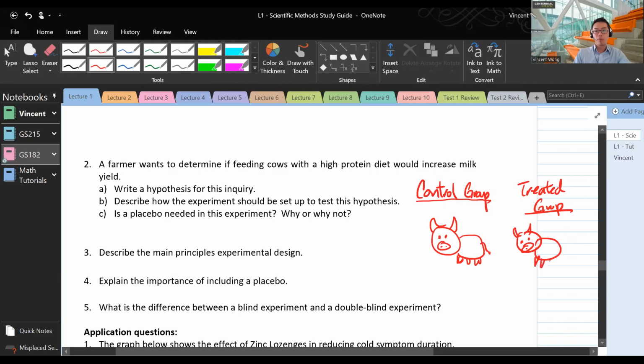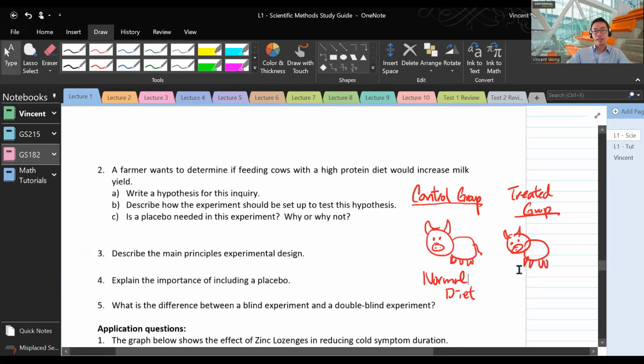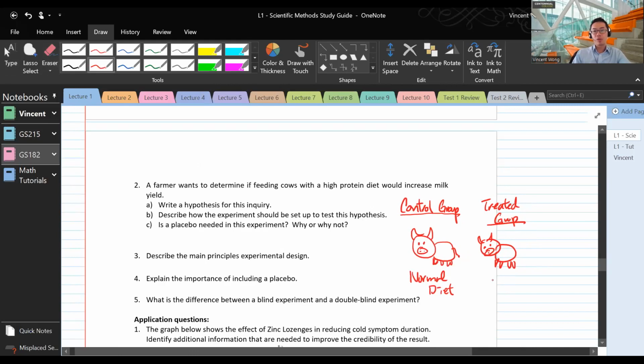Normal. Normal protein, that's right. So normal diet. Just the usual stuff that you feed the cows. And then for the treated group, you would give them high extra protein, right? Extra protein.